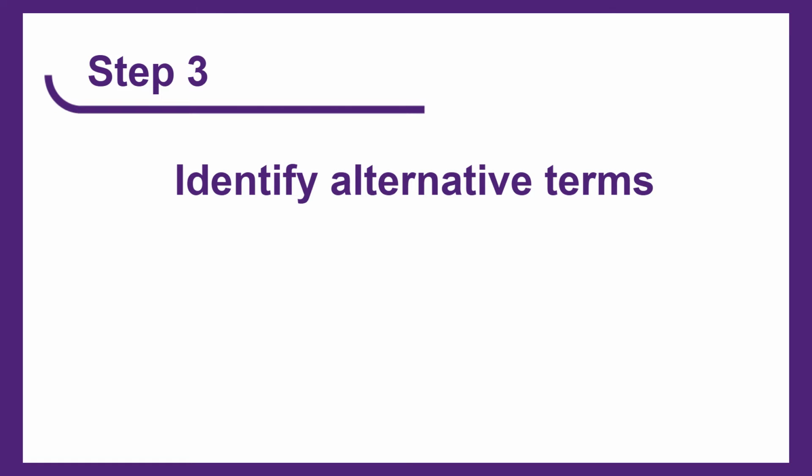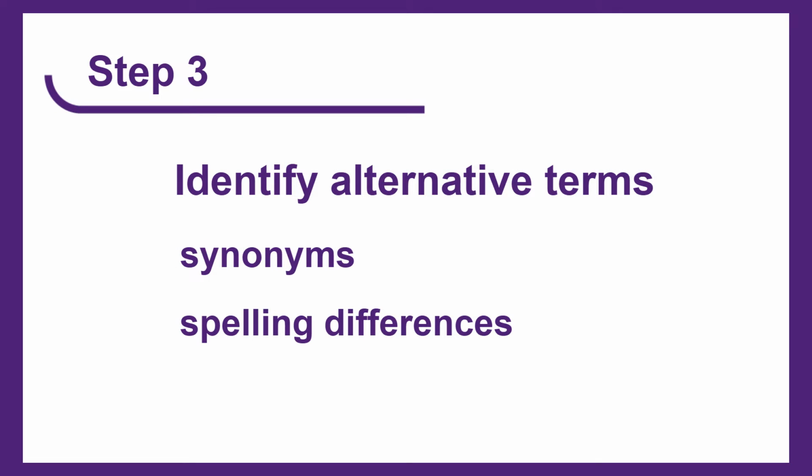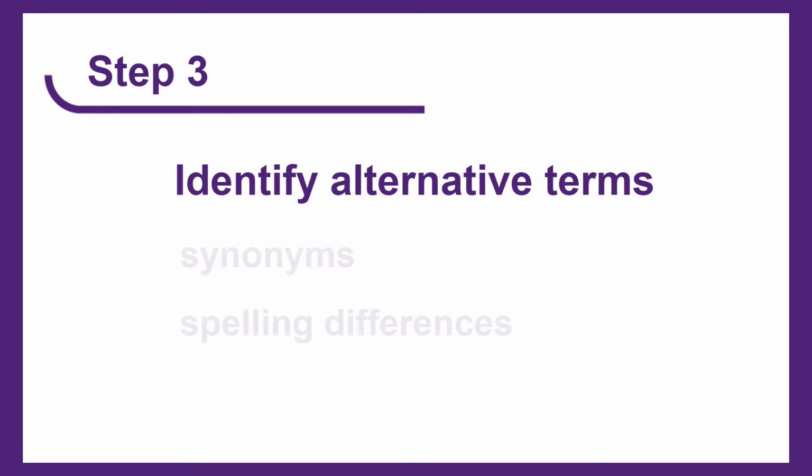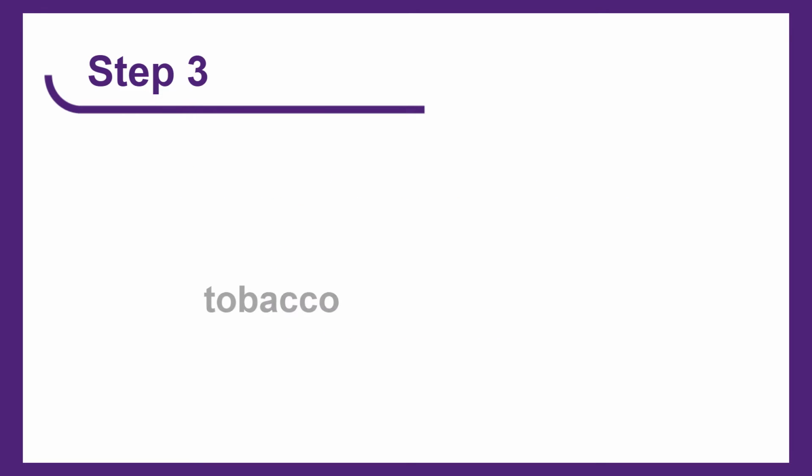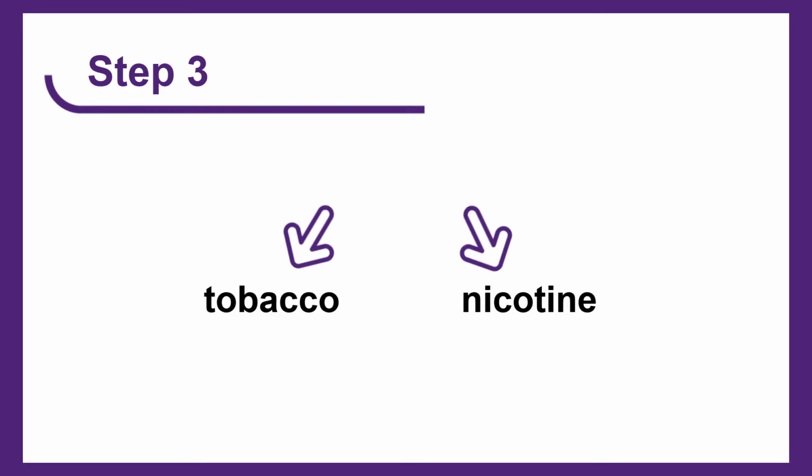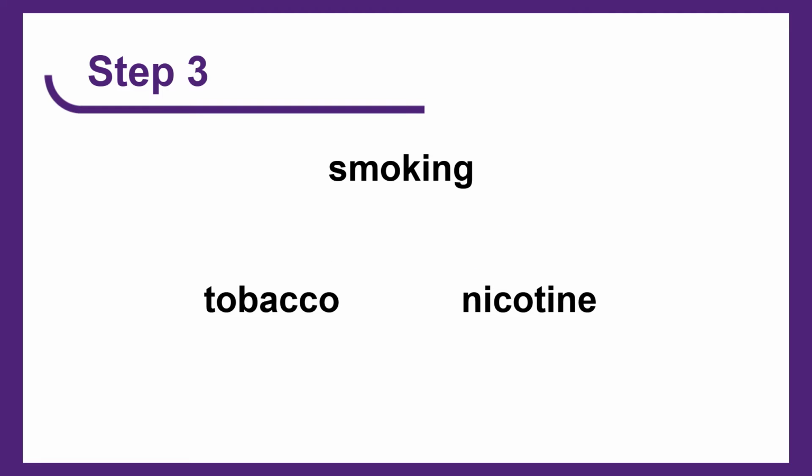Step 3. Identify alternative terms using synonyms and spelling differences. This is often the most difficult part of the searching process. You're not just looking for words that literally mean the same thing as the keywords in your question. You're also looking for words that fit within the same concept. For example, the terms tobacco and nicotine have different literal meanings. However, they are both relevant to the concept of smoking.